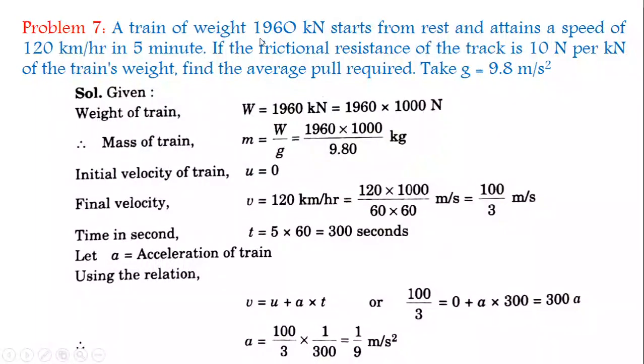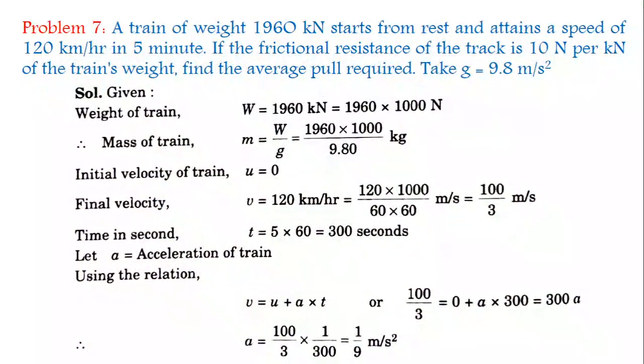A train of weight 1960 kilonewton starts from rest, so the initial velocity is equal to 0, and attains a speed of 120 kilometer per hour in 5 minutes. The final velocity is 120 kilometer per hour, and the time is 5 minutes.